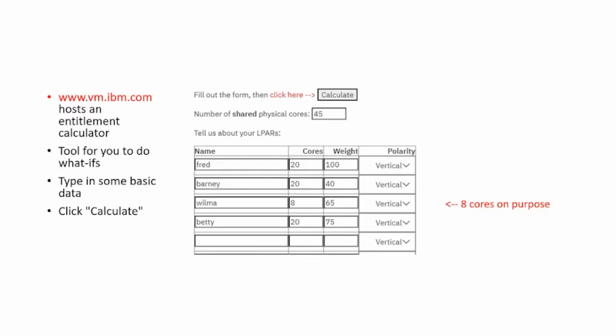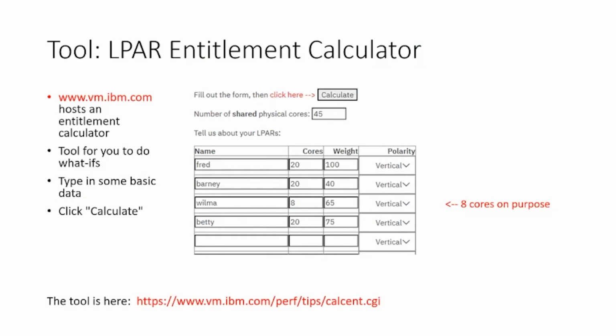So let's talk about some tools. One of the tools that is out there to help you with all of this is out on our VM website in the performance tips section. There's a URL you can visit, and it's right here on the bottom, that is an LPAR entitlement calculator. You can do what ifs with this tool. You can fill in the names of the partitions that you're experimenting with, the number of logical cores that you want to have in them and what their weights are, and then the number of shared physical cores on your CEC. And the instruction says, fill out the form, then click here, and you click the calculate button.